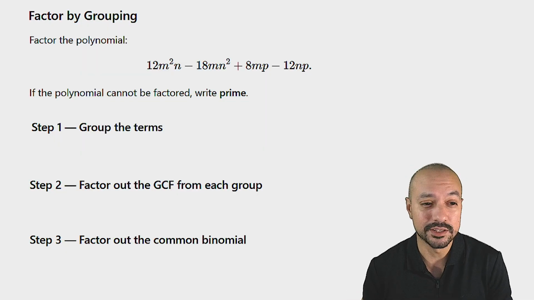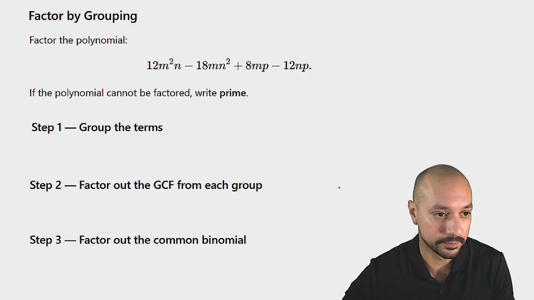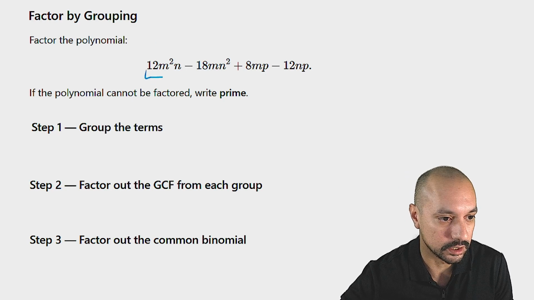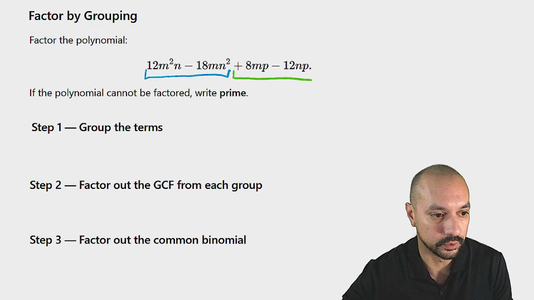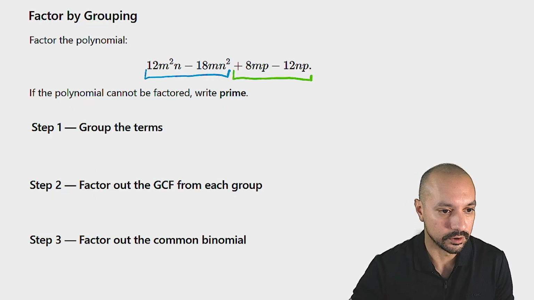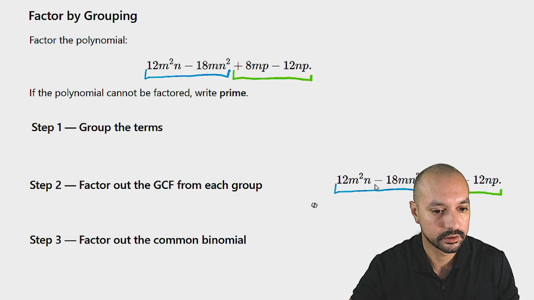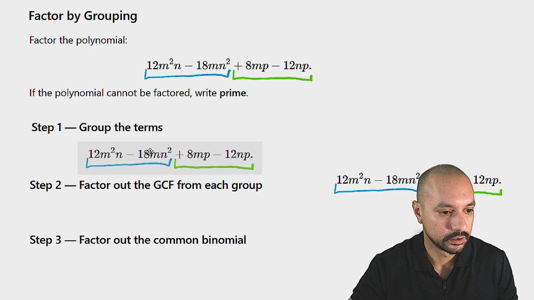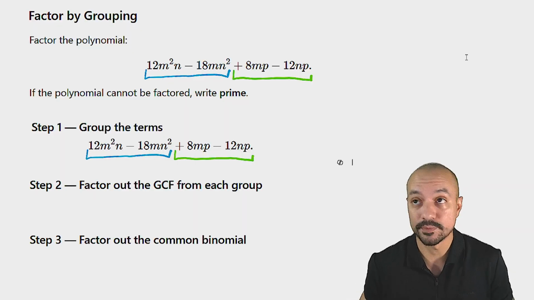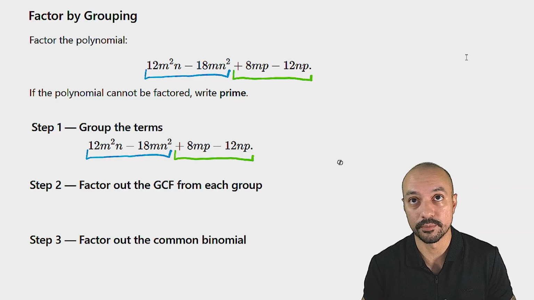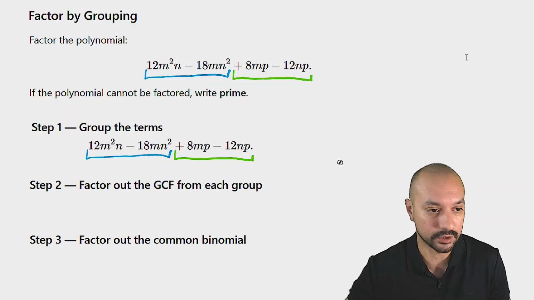Now, the name kind of gives away what we're going to do. We're going to do this by grouping things together. So I'm going to create a group with these two terms, and I'm going to create a group with these two terms. So that is my first step. From here, I'm going to look at those two groups, and I'm going to ask myself, what do these two groups have in common? What does the blue group have in common? What does the green group have in common?